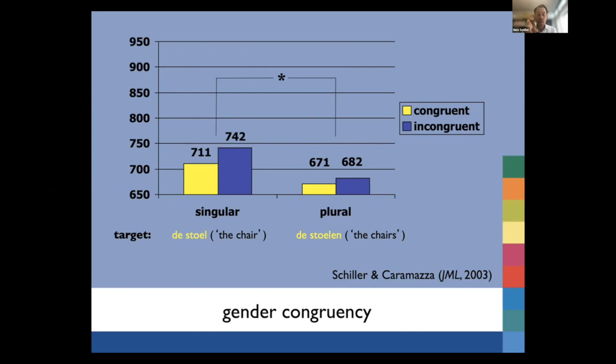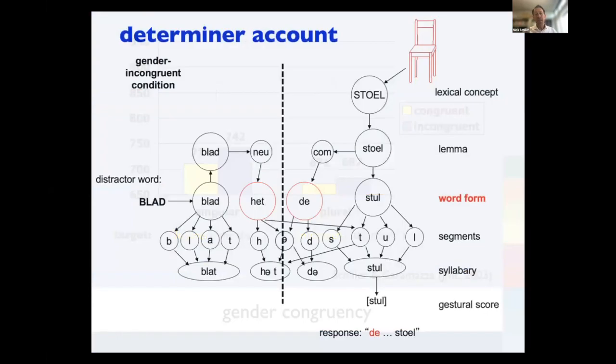So importantly, there is an interaction between number, so whether it's singular or plural, and congruency, whether it's congruent or incongruent. And this can be modeled in a model like this. So on the right side, you see the naming of the target object, the chair, that activates a lexical concept, which will activate a lemma. The lemma will then activate the syntactic feature, so common gender in this case, which will activate the correct determiner form. And at the same time, the distractor word, which you see here on the left side, will also be active and activate a word form, activate the corresponding lemma level form, and activate a different gender feature. And the different gender feature will also activate a different determiner form.